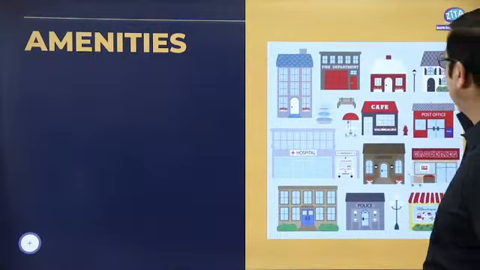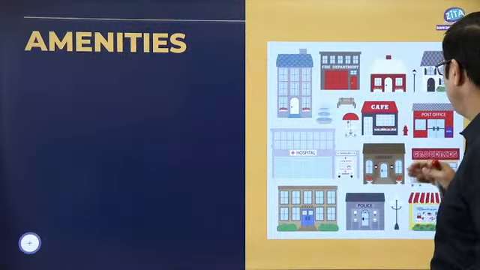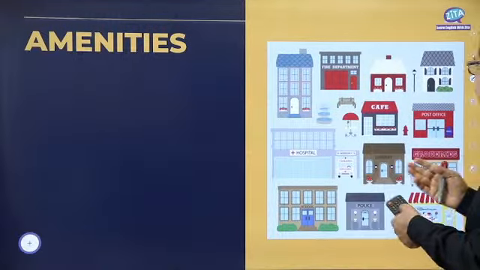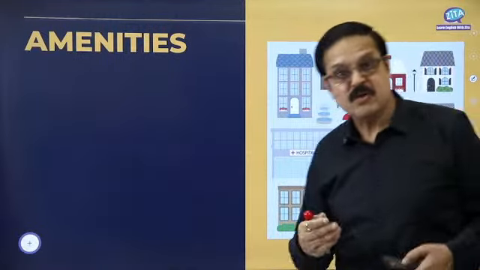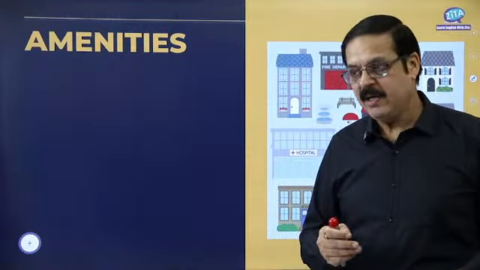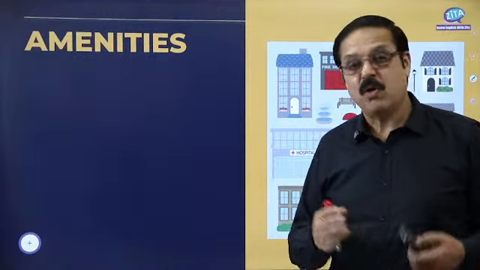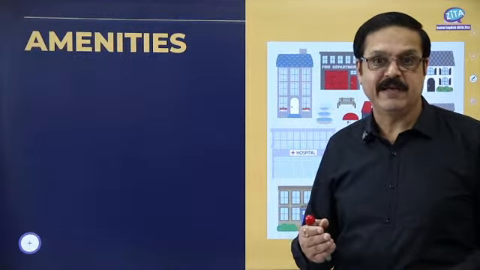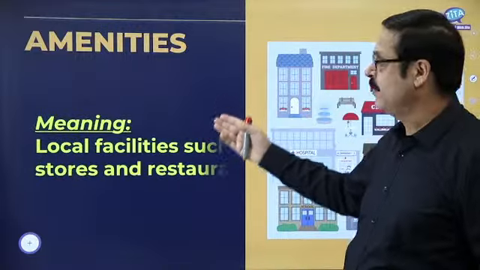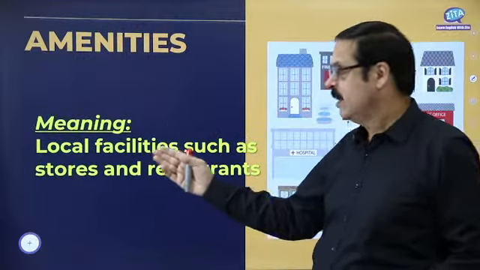So in a hotel you might have maybe a cafe, a swimming pool, a restaurant. So all these are what? These are facilities, and these facilities are called amenities. So amenities are local facilities.